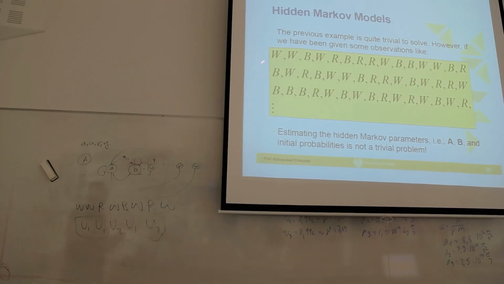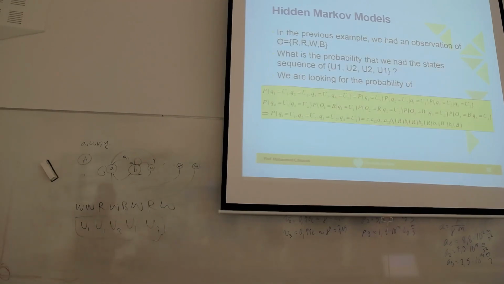So now if you have, for example, one observation like white, white, black, white, red, black, red, red, and so on, and a second observation, black, white, red, black, and a third and fourth observation, and then I ask you to build or estimate what A and B are. Or sometimes I give you A and B, but I ask you to calculate what the transition of states was. Actually they are not trivial, but we will see how to do it.